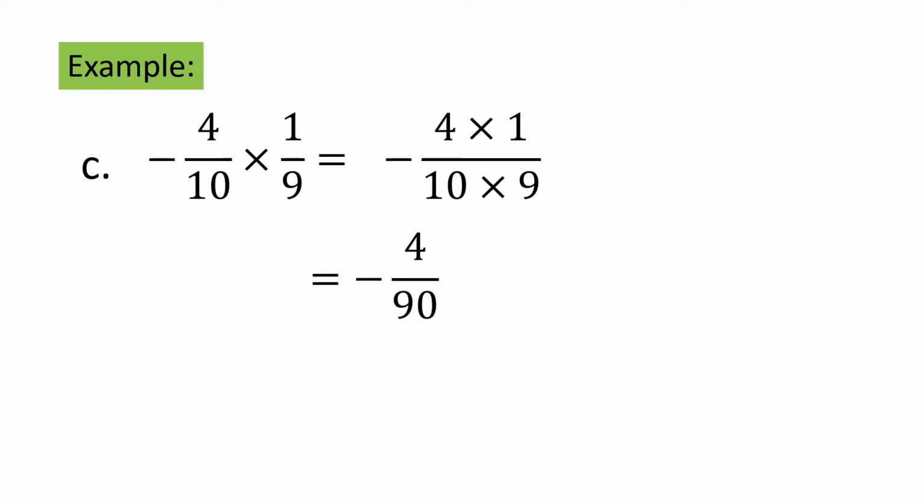So, kailangan pa natin itong i-convert into simplest form by getting the greatest common factor of 4 and 90. Ang greatest common factor ng 4 and 90 ay 2. So, i-divide natin both 4 and 90 by 2. Ang magiging sagot natin ay negative 2 over 45.